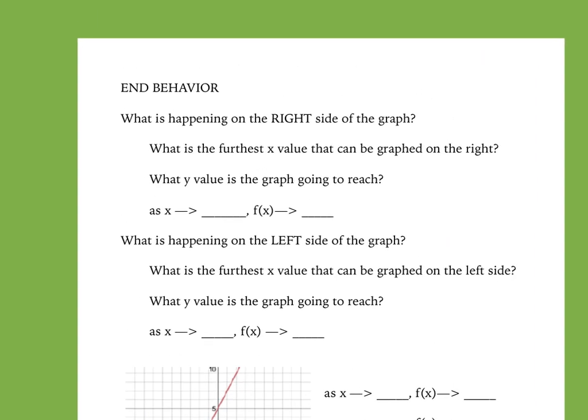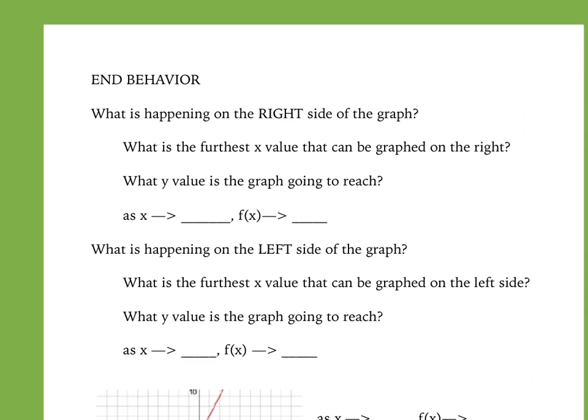Okay, this is the end behavior. And I don't actually love the order that this goes in, okay? So I actually want to flip these. But we'll just go ahead and do them in the order that they are, but we'll flip them later. So the first thing it asks is what is happening on the right side of the graph. We're usually going to start with the left side just because we always work left to right, but that's okay. So what I want to know is what is the furthest x value that can be graphed on the right? And when that happens, what is the y value doing? What is it going to reach?